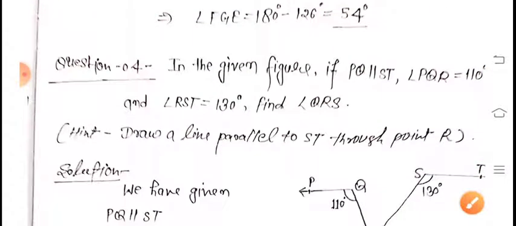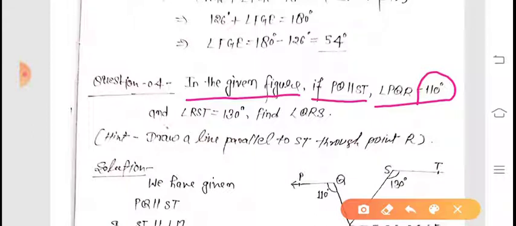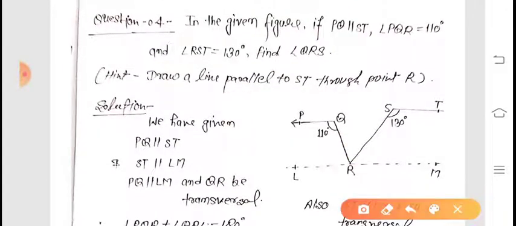Next, in the given figure, if PQ parallel to ST and angle PQR is equal to 110 degrees and angle RST equal to 130 degrees, find angle QRS. Means we have given this angle 130, this angle 110, and PQ is parallel to this, and also find out angle QRS, means this angle we have to find out. Clear?